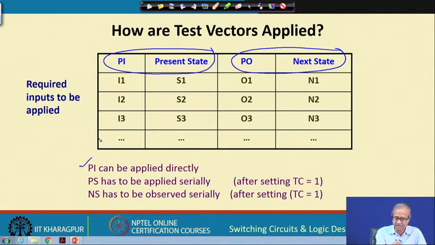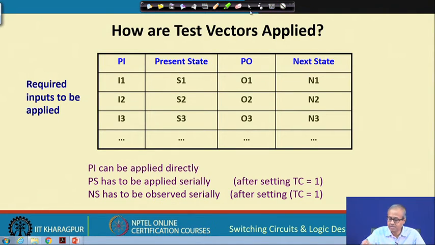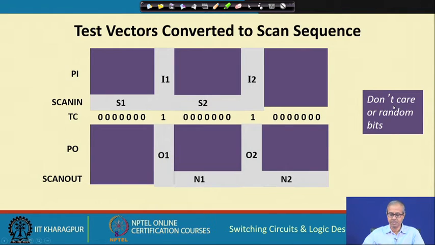Because PI is available from outside, it can be applied directly, but when you are applying S1, S2, S3, you have to apply them serially through the shift register just after setting TC equal to 0, not 1, TC equal to 0. Similarly, when you want to observe the next state, you have to observe it serially by configuring the flip flops as a shift register and shifting them out. And how are they shifted in and shifted out? I am showing pictorially in this diagram.